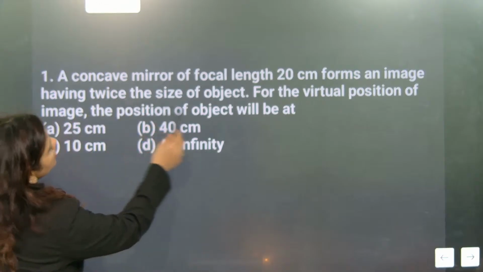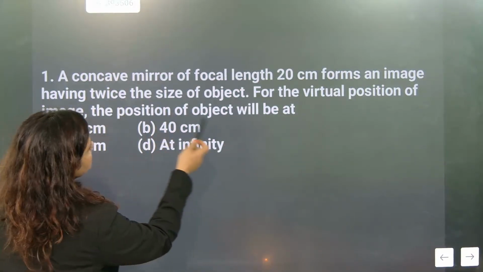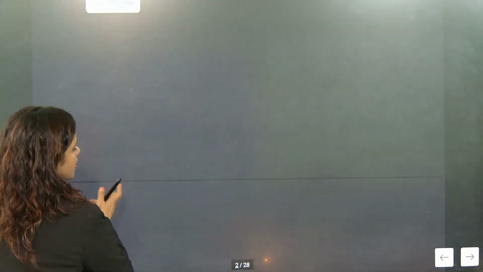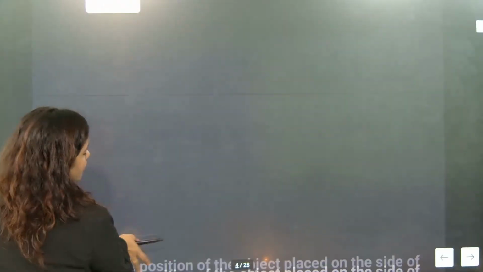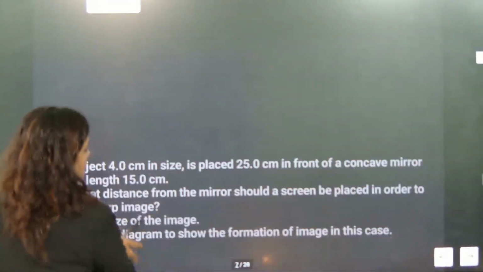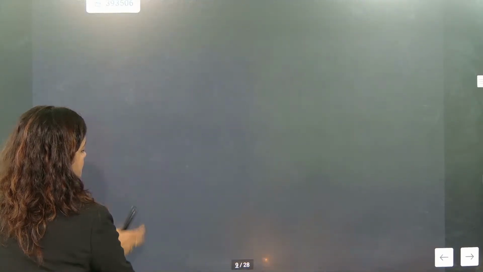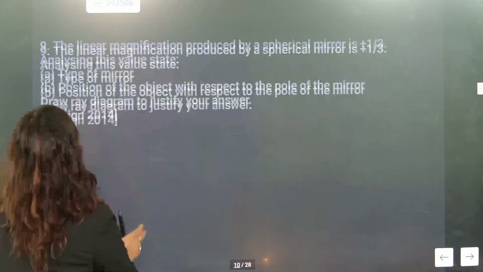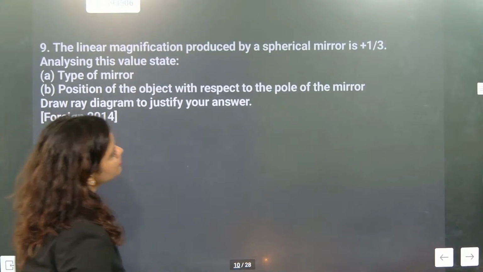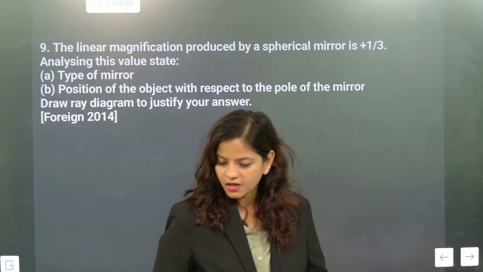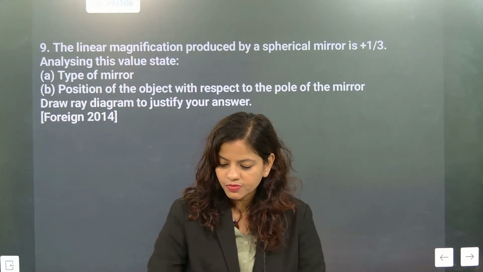Super. So concave mirror forming twice the size. This question we have already solved, and this part also we have already solved. Questions up to 10 we have solved. Yes, the linear magnification produced, this question also we have done, na? That linear magnification produced part we have done.